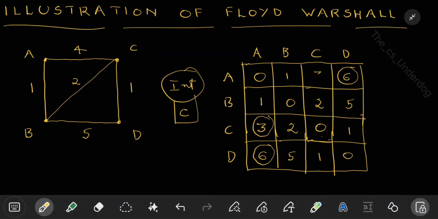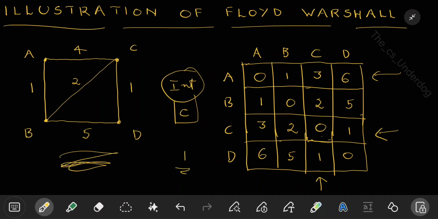I'll revert this to 3, 6. I'm just removing the circle. Okay, 3 and 6. Considering C as intermediate, I will skip this row and this column because those have C at one edge. Considering all other values, the first one in this row, AA, I am skipping because it has value 0. AB also I'm skipping because it is 1. You can't improve better than 1 because all edges are at least 1 here. AC we can skip because C is at one edge. AD, let us see this. 6 is the present value.